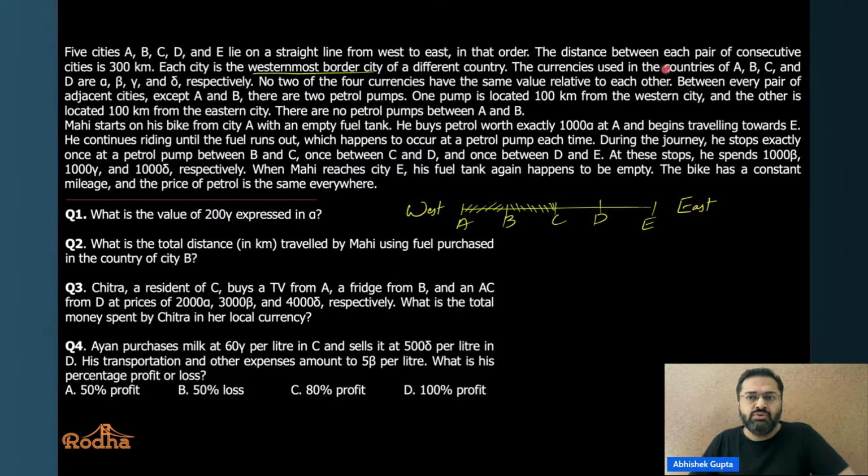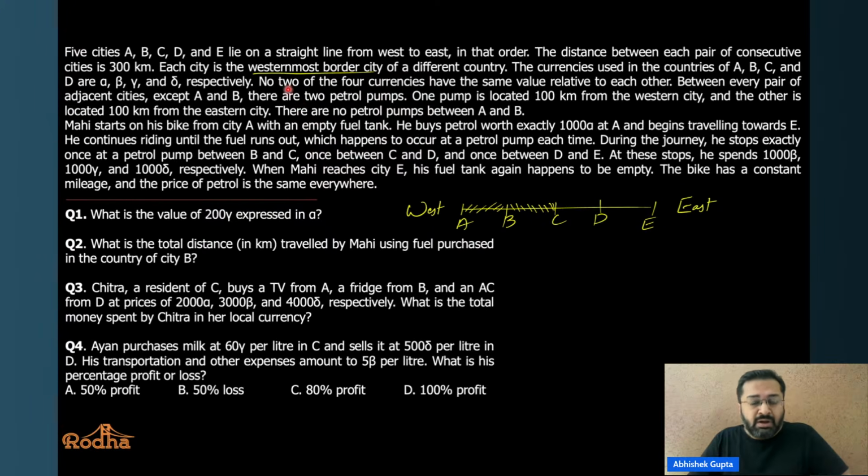And the currencies used in the countries of A, B, C, D are alpha, beta, gamma, and delta. So it means that in this country, in this range, the currency alpha is going to work. Here it would be beta, here gamma, and here it would be delta. Again, simple data. We just had to decipher this statement.